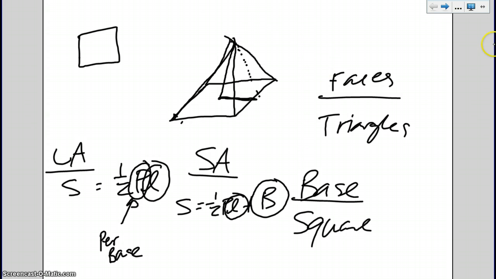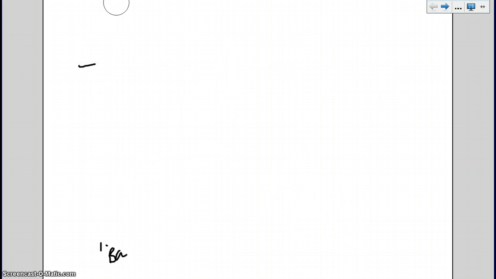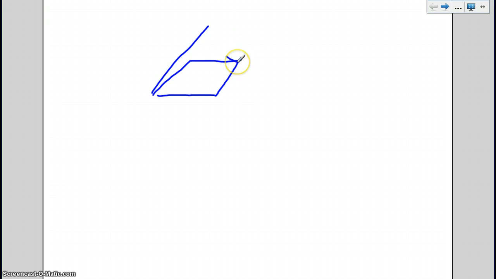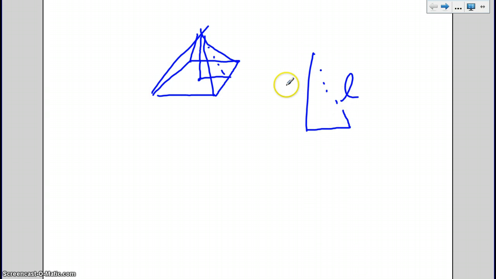So I'll explain that. I'm going to erase all this, and going back to this pyramid. Okay? I explained that's the slant height. This is my perpendicular height. And you should see a right triangle in there. Looks like this, if I were to isolate it out. This is the slant height. This is the perpendicular height. And this is a length. I'll call it 1/2 the side, because this is the side.